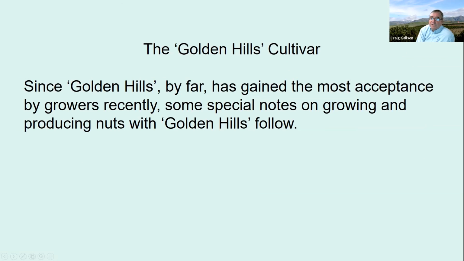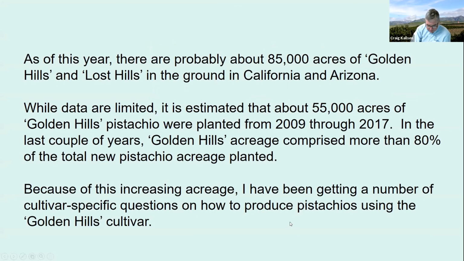Let's talk about the Golden Hills cultivar. The reason I'm focusing on this one is it's gained the most acceptance by growers recently. There are probably about 85,000 acres of Golden Hills and Lost Hills in the ground in California and Arizona right now. And most of that acreage is still non-bearing or just coming into bearing, because about 55,000 acres were planted from 2009 through 2015. And most of the acreage going in now is Golden Hills.